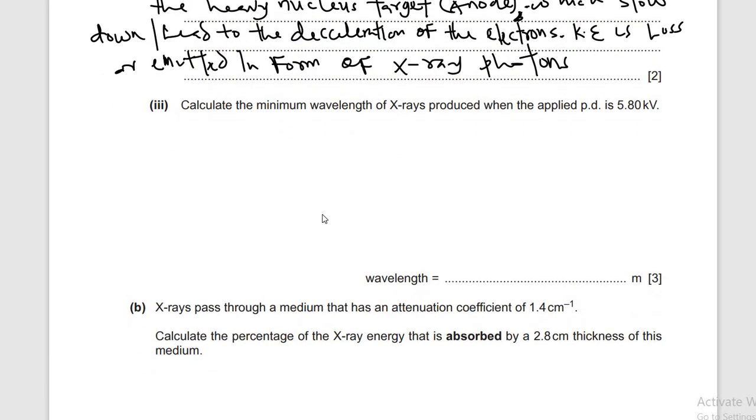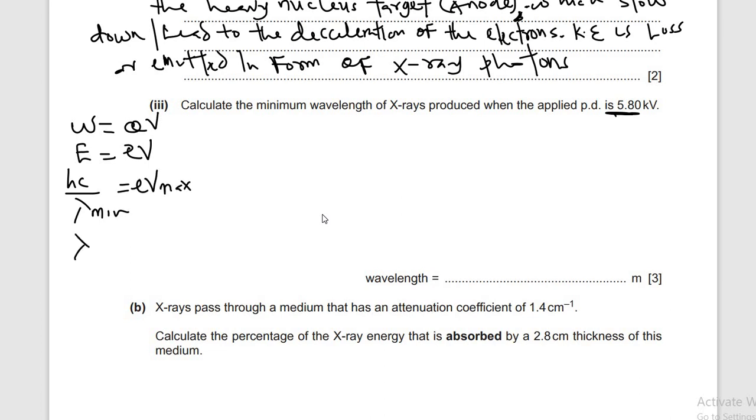Calculate the minimum wavelength of X-ray produced. Now, remember I said the work done is QV. Work done is energy, which is QV, eV. E is equal to hc over lambda. So minimum wavelength here will be at maximum energy. What we are looking for is the minimum wavelength. So minimum wavelength will be hc over eV maximum.